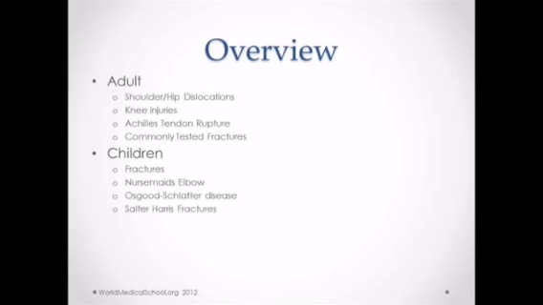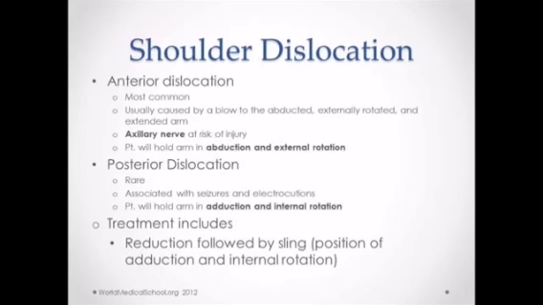Some of the common ones in adults are shoulder and hip dislocations, knee injuries, Achilles tendon rupture, and some commonly tested fractures. We'll also go over some fractures in children, nursemaid's elbow, Osgood-Schlatter disease, and Salter-Harris fractures and their classification.